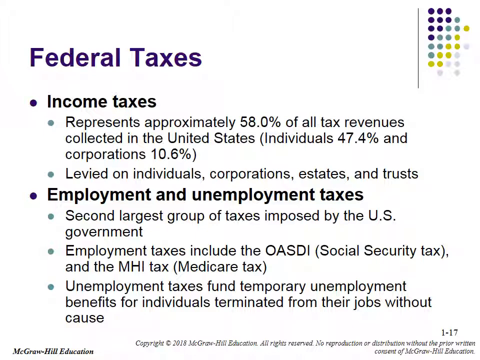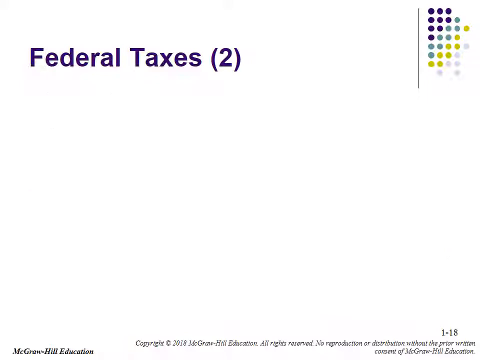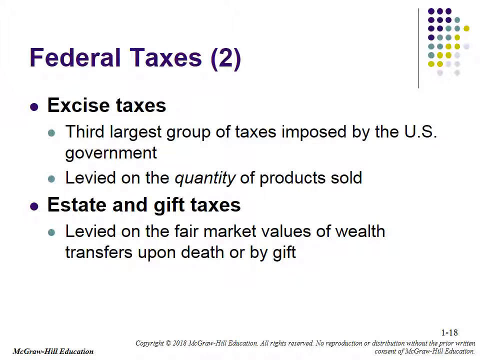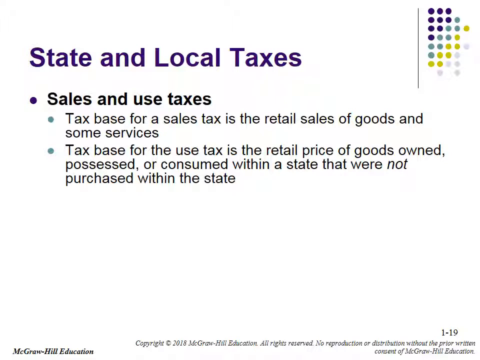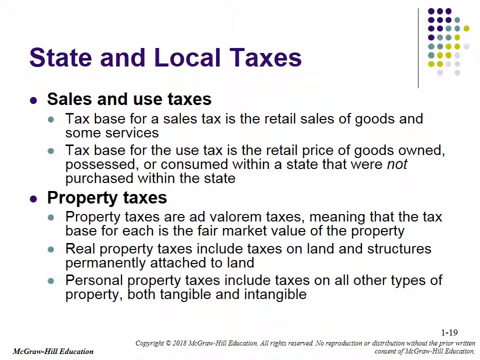Again, employment and unemployment taxes are looked at here. We've talked about those. Excise taxes. Estate and gift taxes. So I've kind of flown through these talking about them, so I'm not going to reiterate. You guys can go back and take a look. But there's sales and use taxes. Property taxes. Oh, this is something I do need to bring up. I forgot to. It's the ad valorem tax. That's what property taxes are. Ad valorem taxes are when a tax is based on the value, the fair market value of a property. Sometimes they call them personal property.